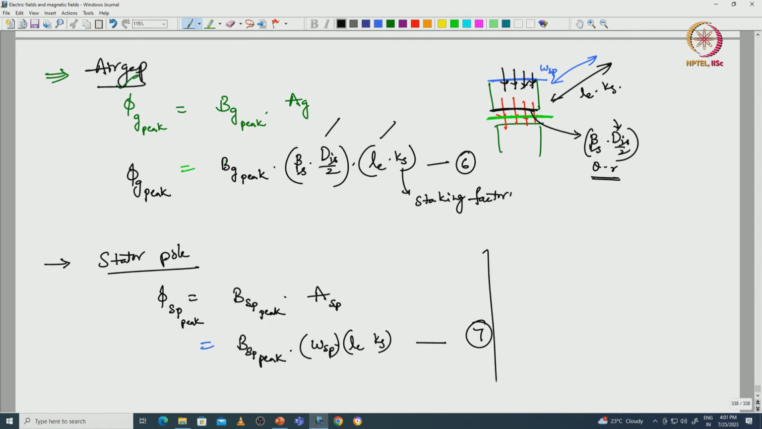Finally, the flux with respect to the core, the flux at the back iron.